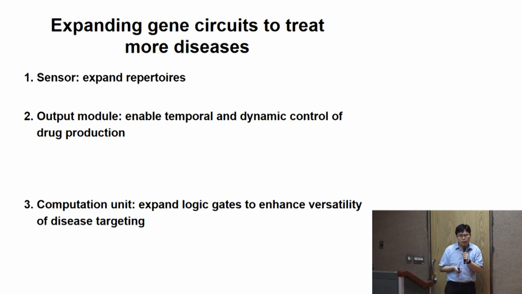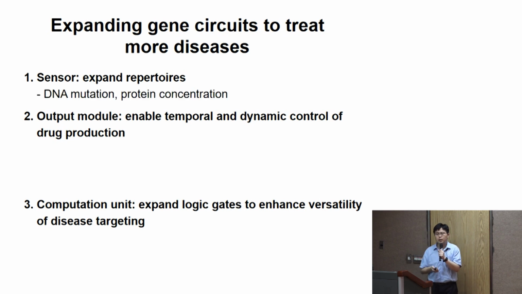First, the sensors. I would like to expand the sensor repertoire. Currently, with the SPECS library, I have a sensor library that allows me to interrogate almost all known human transcription factor activities. But not all diseases can be readily targeted or diagnosed at the transcription factor activity level. Some diseases, such as genetic disorders, might more readily be diagnosed at the DNA mutation level, or neurodegenerative disorders might more readily be diagnosed at the protein concentration or protein aggregation level. So new sensors that can sense DNA mutation and protein concentration will also be developed.